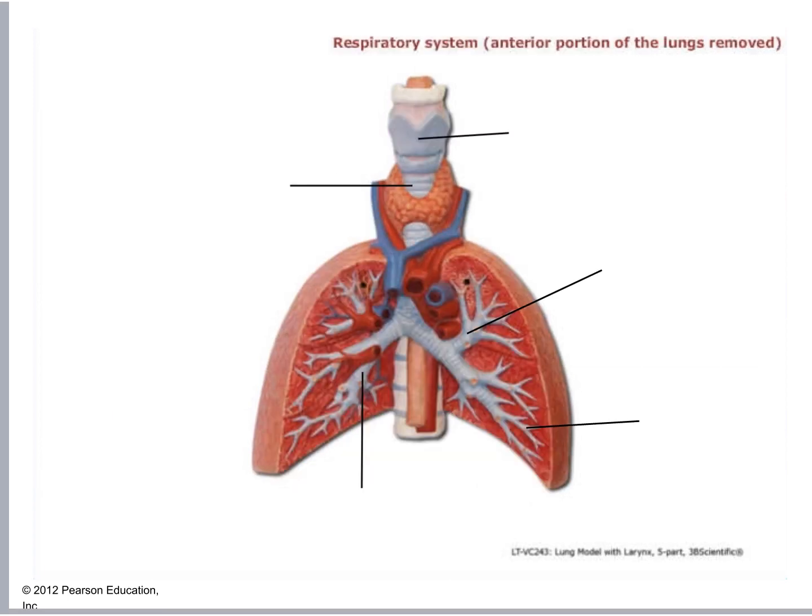This picture is showing the inside of the lungs. So we're going to start on this right-hand side up here, work our way around clockwise, and then I'll start on the upper left-hand side and go do the last 2 lines. All right, the line in the upper right-hand side is pointing to the thyroid cartilage of the larynx. So that is the larynx.